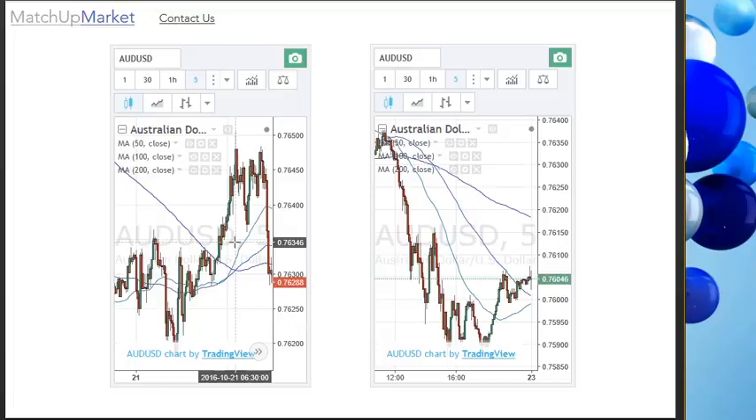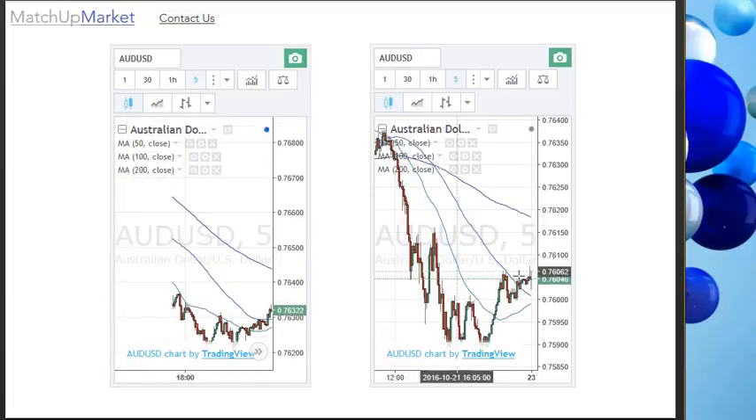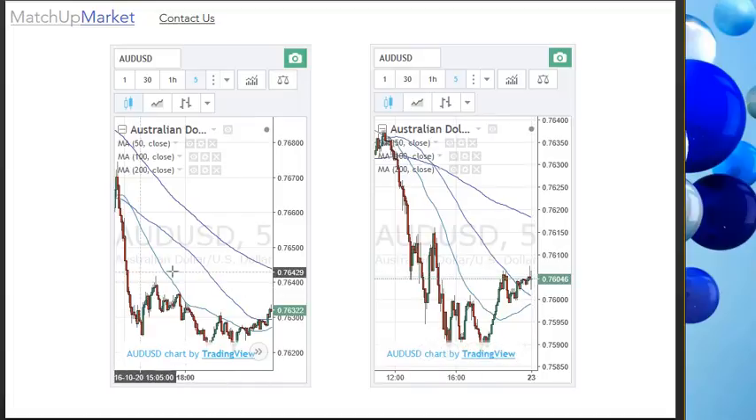This is a 5-minute chart, by the way. 5-minute charts seem to pick up social mood, people's fear and greed and what they're doing, more so than higher time frames. So I definitely like the 5-minute chart.